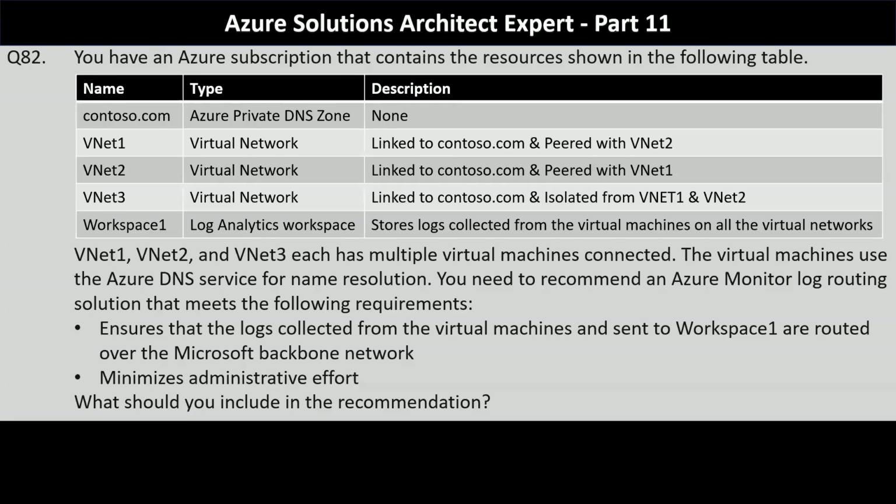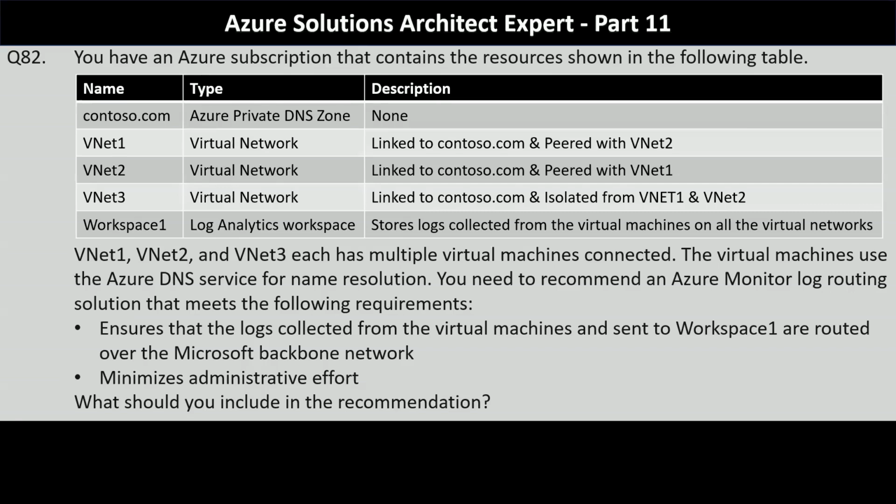Next question. You have an Azure subscription that contains the resources shown in the following table. You basically have 5 resources. The first one is named contoso.com and it is an Azure private DNS zone. Then you have 3 virtual networks with the names VNet1, VNet2, and VNet3. VNet1 is linked to contoso.com and paired with VNet2. VNet2 is also linked to contoso.com and paired with VNet1. VNet3 is also linked to contoso.com and isolated from VNet1 and VNet2.